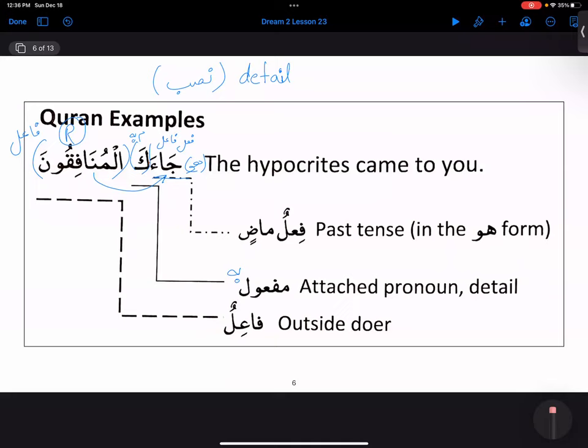Ustada, I have a question. So the fail and the outside fail, it can have the maful bihi in between them? Is it okay? Yeah, they can have long distance. It's not that they are always going to be side by side. As long as it comes after the fail. Yeah, exactly. As long as you see something rafa in status, then you need to check our fail is huwa or hiya version, then yes, it is perfectly going to qualify for outside fail.